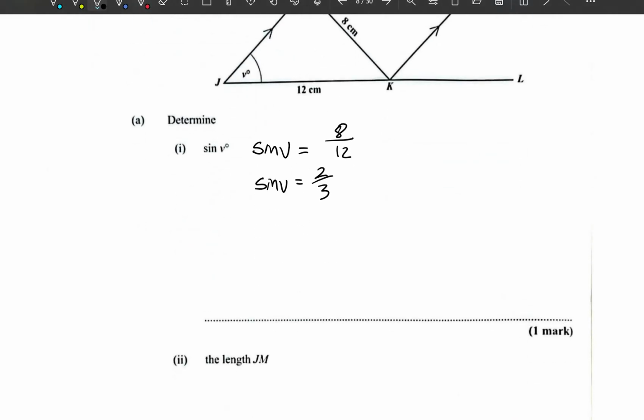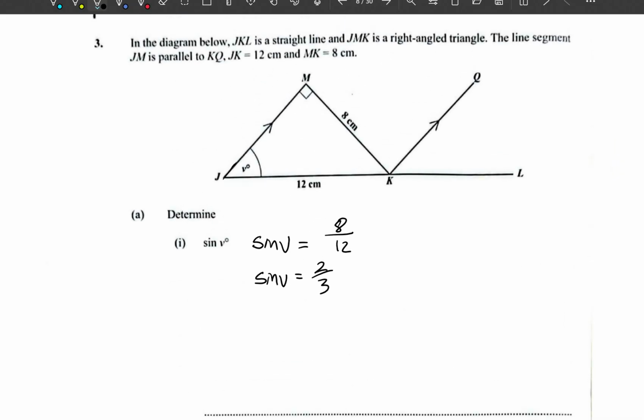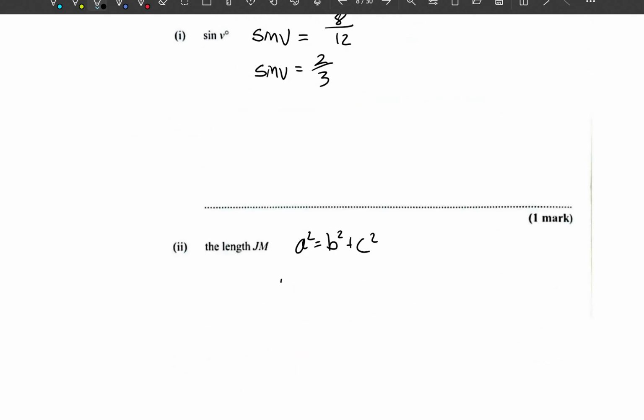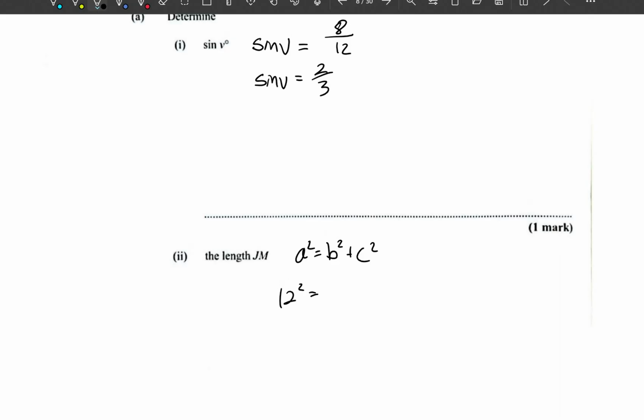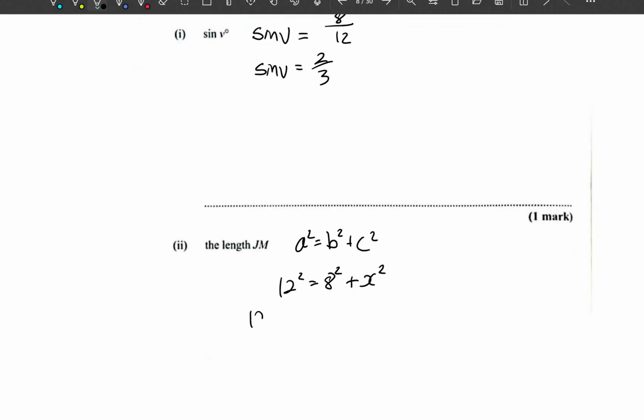Moving right along, we want to find the length JM. JM is going to be this length right here. We could either find this angle here and use trig ratios, but the most straightforward method would be to use Pythagoras' theorem. What does Pythagoras' theorem state? Well, a squared is going to be b squared plus c squared, where a squared is the hypotenuse. So we see that 12 squared is going to be 8 squared plus the unknown side, which we'll call x squared. So 12 squared minus 8 squared is going to be x squared.